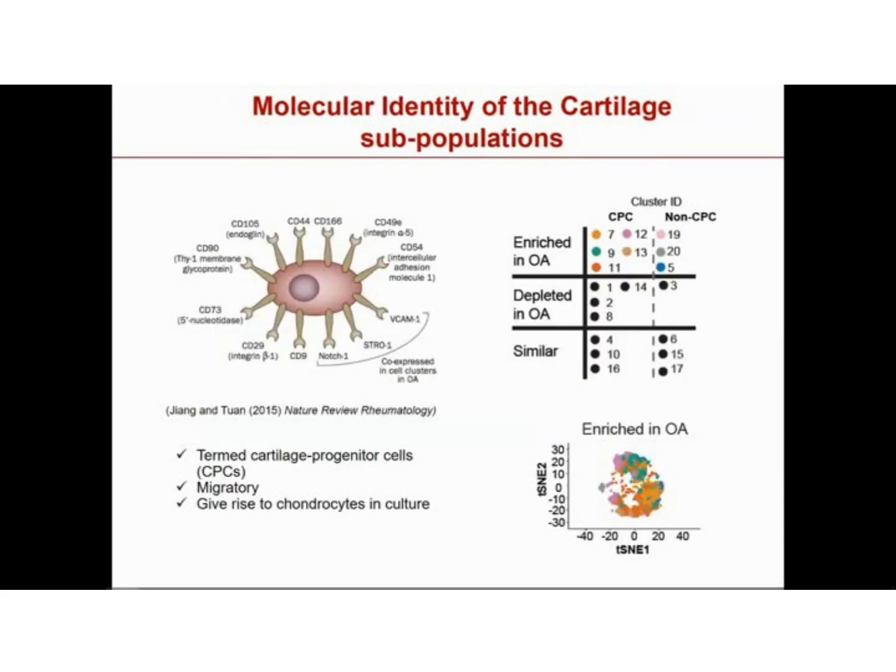When we think about the molecular identity of these subpopulations, as I told you, our panel is very vested towards cartilage progenitor markers.